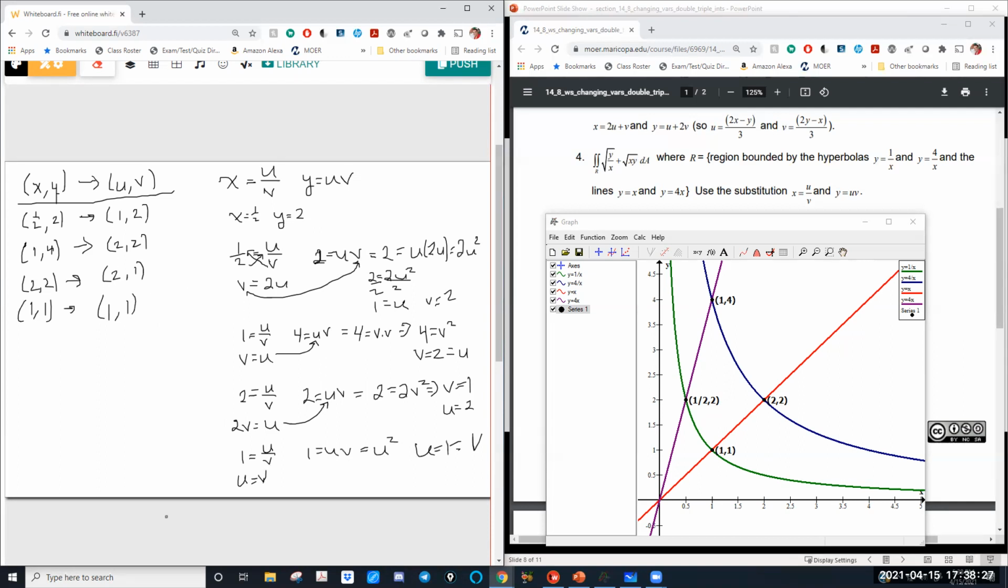All right. So these are the points in the UV plane. Now, here is the part that I want to show you. This is a rectangle: 1, 2 to 2, 2 to 2, 1 to 1, 1. That's actually a square. U is going from 1 to 2, and V is going from 1 to 2.